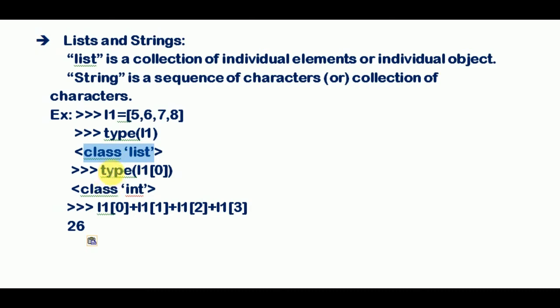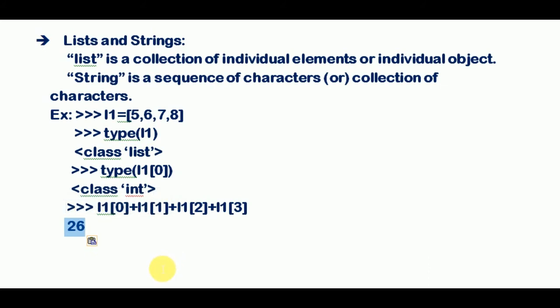Now we check the individual elements of this list, so we use the index number. So type of L1 of 0 would be class int because the list contains numbers here. Same, class int is represented here. Now if we want to add all these elements inside the list, we just add L1 of 0 plus L1 of 1, L1 of 2 and L1 of 3, and we got the answer 26.